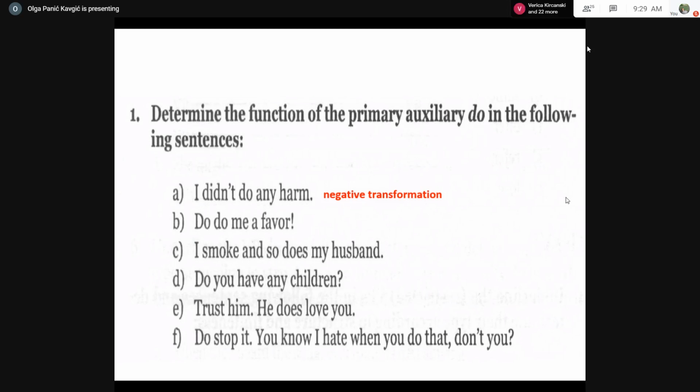Okay, thank you. The next one, Luka Manojlovic. B, do me a favor. I think the auxiliary is the first one. Very good. So there are 2 do's, but the first one is the operator, the auxiliary, yes? And I think that's emphasis. Emphasis, exactly. So you see, it's the first do and it's emphasis.